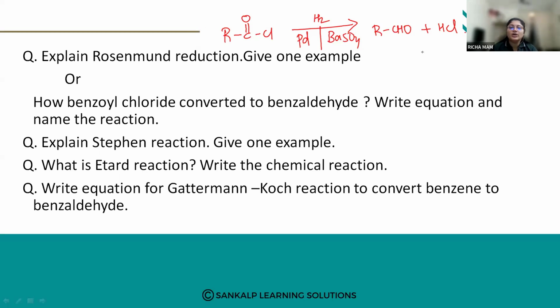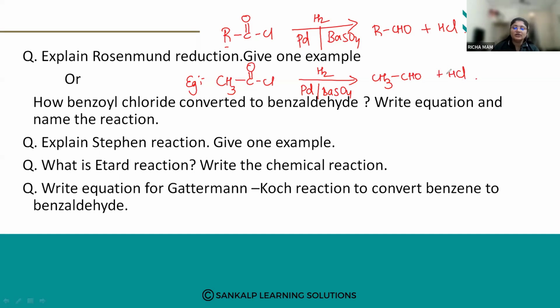Now they have asked you for one example. So you need to give the explanation, give the general equation, and now give the example. Instead of R, I'm going to take CH3. So CH3, C double bond O, Cl, and we are doing hydrogenation in the presence of palladium and barium sulfate. What are we going to get? Acetaldehyde. So this is Rosenmund reduction.